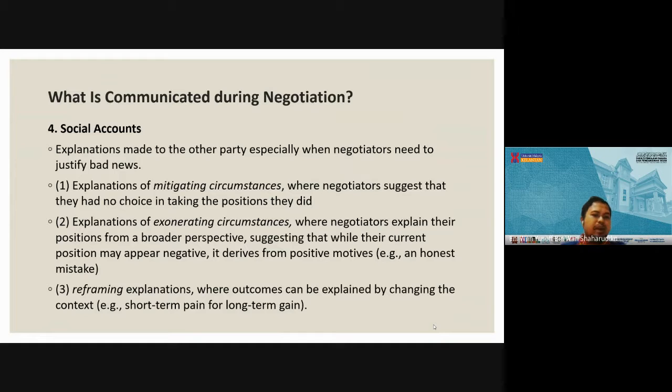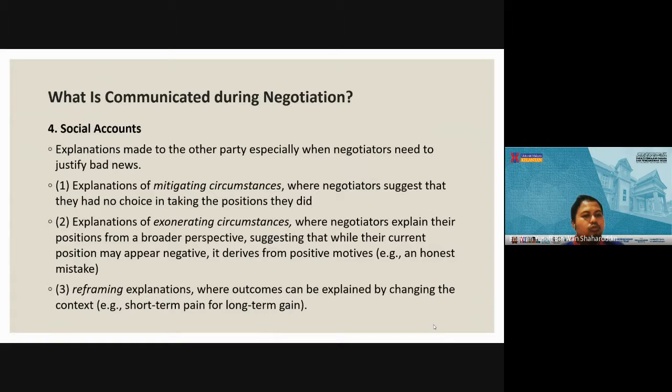Number one is by explaining or mitigating circumstances. Mitigating here means you are justifying the circumstances where negotiators suggest that they had no choice in taking the position that they did. I have to offer you this price because we got no choice. The labor cost is increasing day by day, so we have no choice. We can just stick with this particular price.